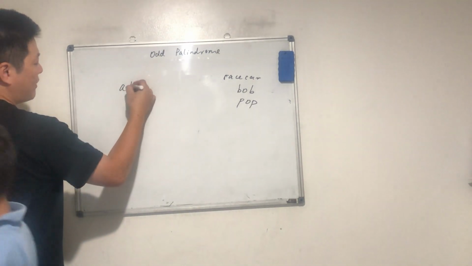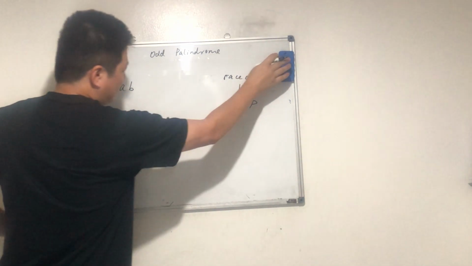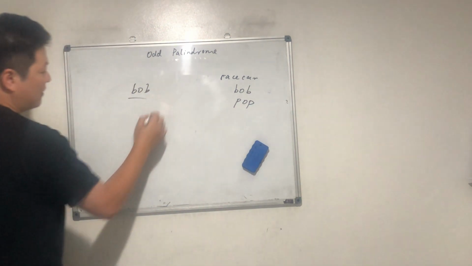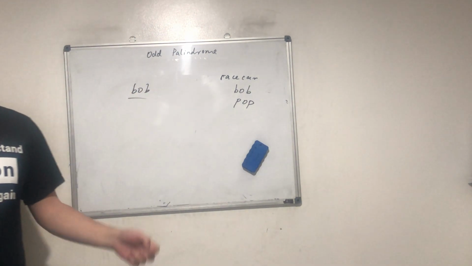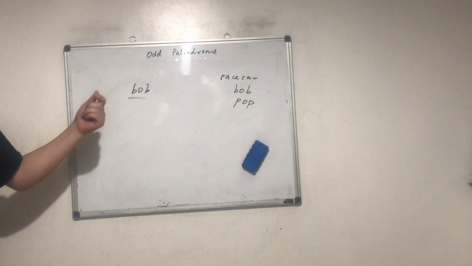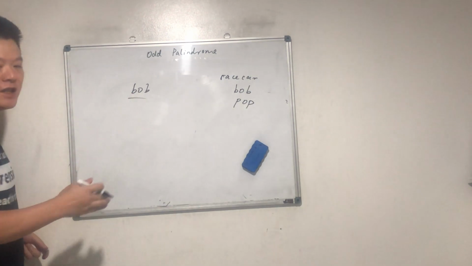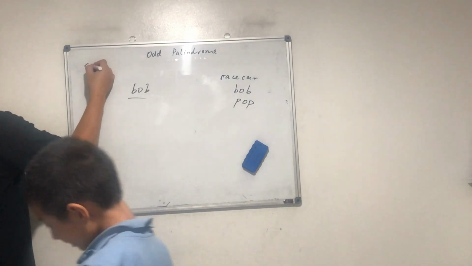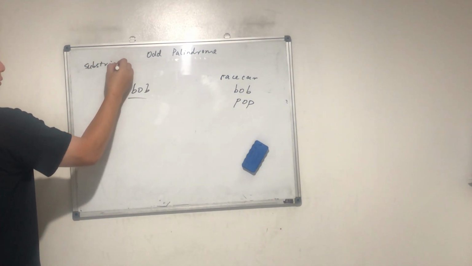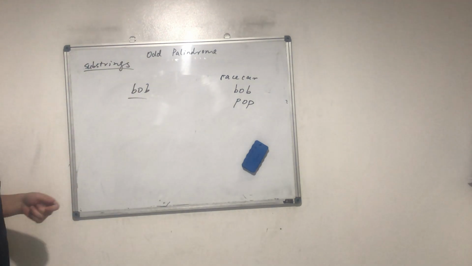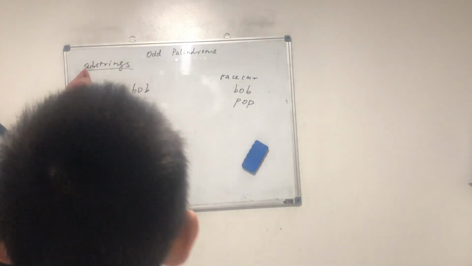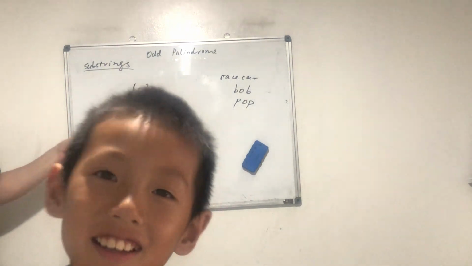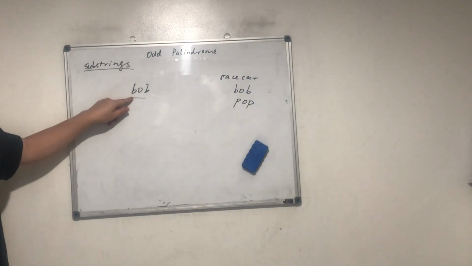given a string, for example, Bob. We want to find the palindrome substrings of Bob. What's a substring? A string within a string. How many substrings can we have for Bob?